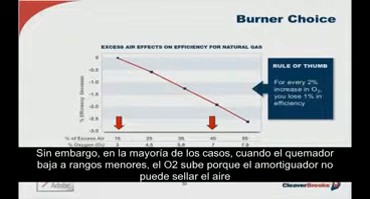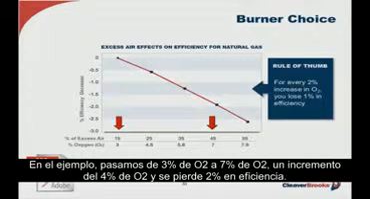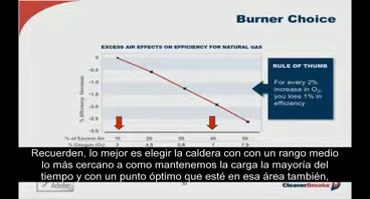However, in most cases, when the burner turns down to the lower ranges, the O2 will climb because the damper can't seal off the air and allow only the required amount of air. And as you can see, for every 2% increase over the 3% ideal, you lose 1% efficiency. In the example shown, you see we went from 3% O2 to 7% O2, an increase of 4% O2, we lost 2%.